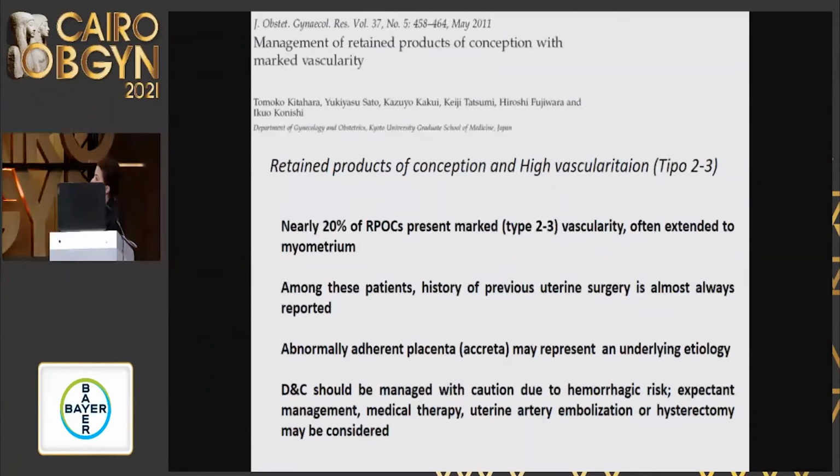In this study, we saw that in the case of retained product of conception type 3 with high vascularization, among these patients a history of previous uterine surgery is almost always reported. Abnormally adherent placenta may be the underlying etiology. And so the D&C should be managed with caution because of the hemostatic risk: expectant management, medical therapy, and uterine artery embolization, or in some cases hysterectomy, may be considered.